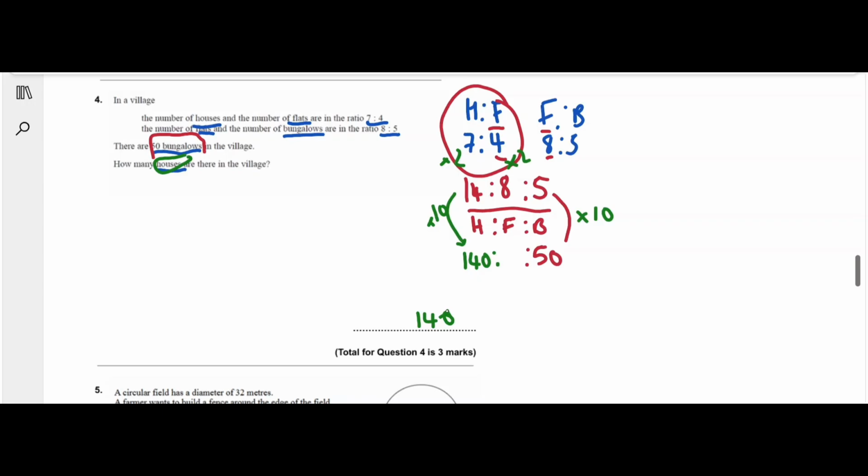So just remember, ratio is just telling you how many of something there is. It might have been made smaller by dividing, or you might have to make it bigger again by multiplying, or you might have to simplify it down. But it just tells you how many of each thing you have.